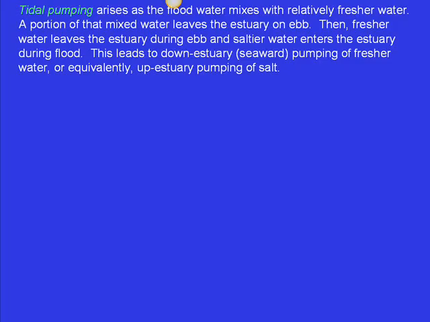It can be regarded also as the covariance of the salinity and the flow fields. So if they co-vary together, if there's a very strong relationship between the flow and the salinity, then the salt flux due to tidal pumping will be large.